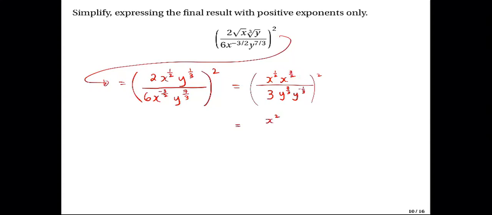So you have x squared in the numerator. On the denominator, you have 3. And then y raised to 7/3 minus 1/3. So 7 over 3 minus 1 over 3, that's 6 over 3. And therefore, I'll just get y raised to power 2. And then here, we square it. And then finally, we'll just have x to the 4 over 9y to the 4. So this is the final expression.